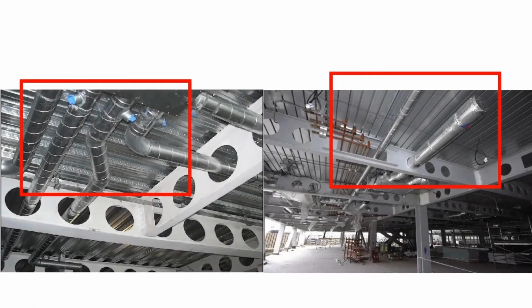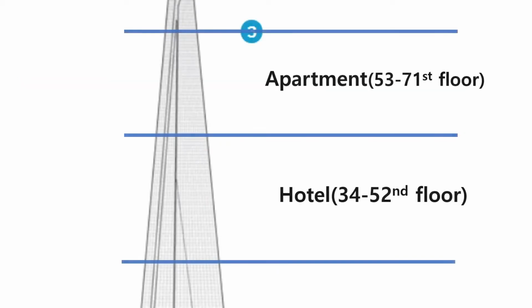And the office needs air conditioning, ducts, piping, and cables. The circular holes of the beam made it possible to make the ceiling very thin, so the height of each floor could be reduced. Next, hotel and apartment.